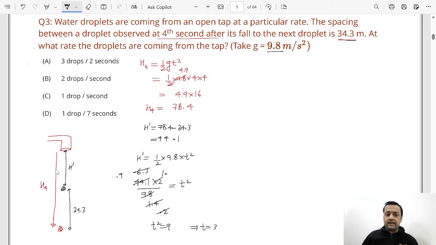So what do we understand? That the next drop has fallen for 3 seconds, whereas the previous drop has fallen for 4 seconds. That means the next drop was released 1 second after this drop. That means one drop is being released every second. So the drop rate is 1 per second. I hope you have understood. It was a good question. It required a bit of analysis. All right.